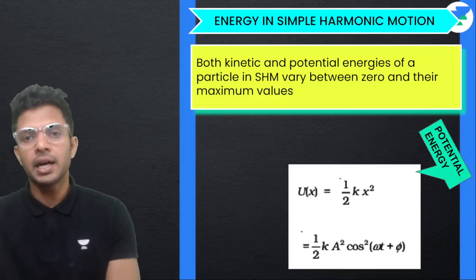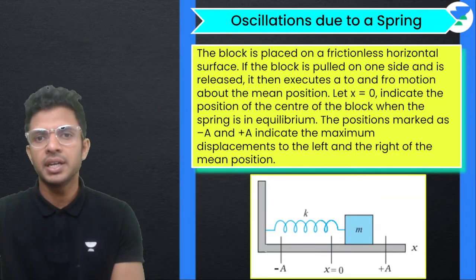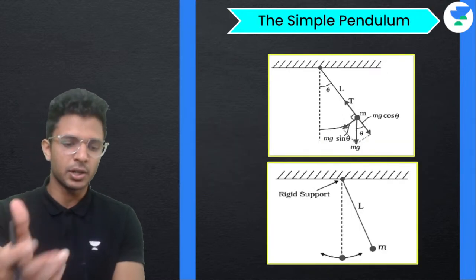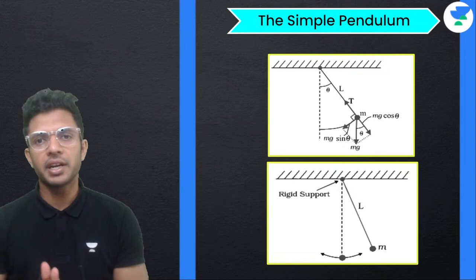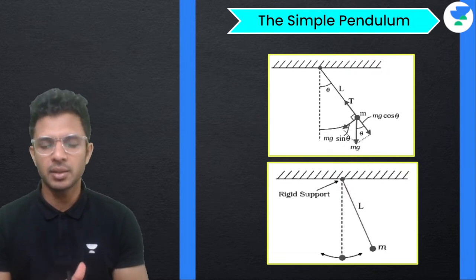Fine. Now once this is over, before going to energy, we'll complete this part of finding the omega value in the case of a simple pendulum also, right? We're going to find out the value of omega and the time period in the case of a simple pendulum also. Let's get done.